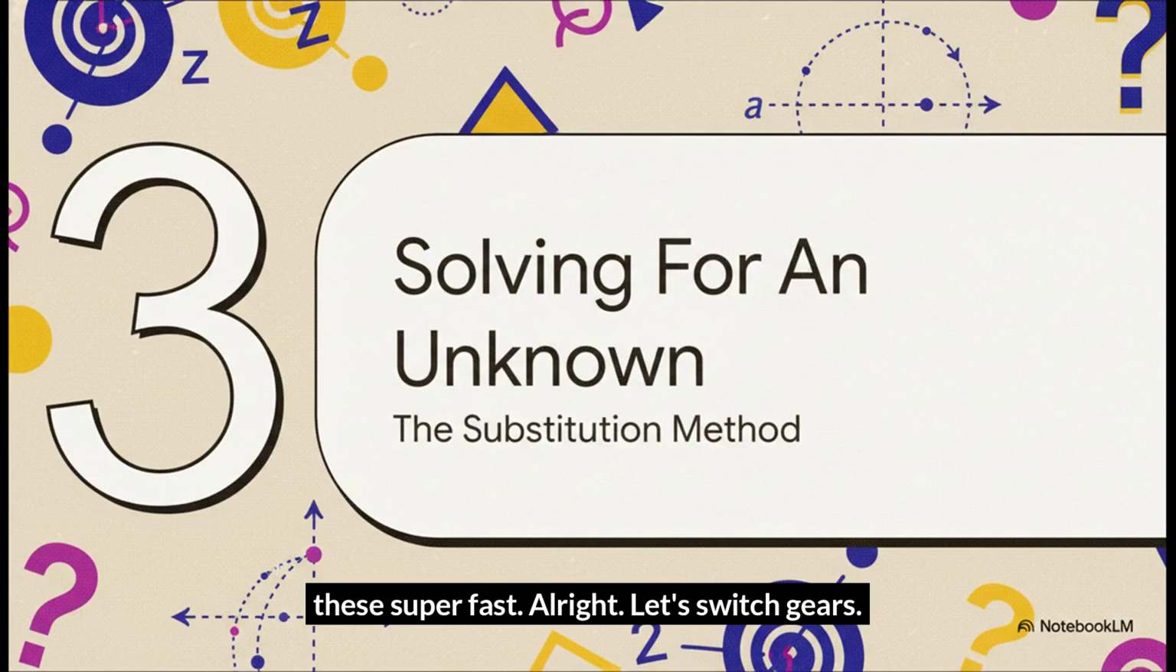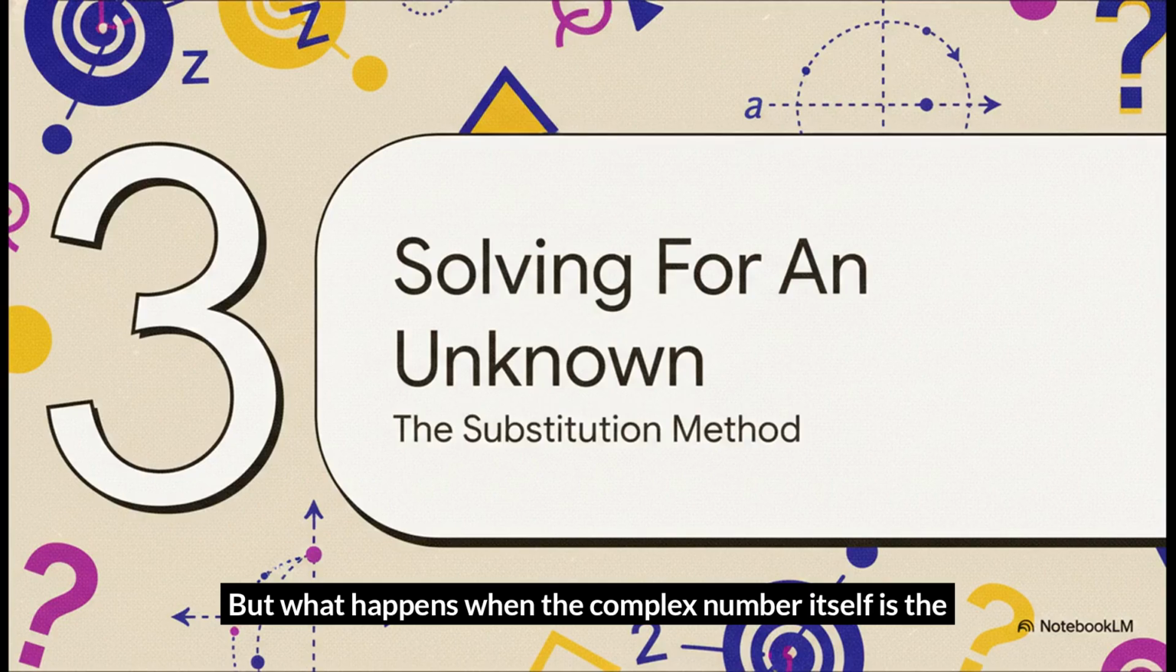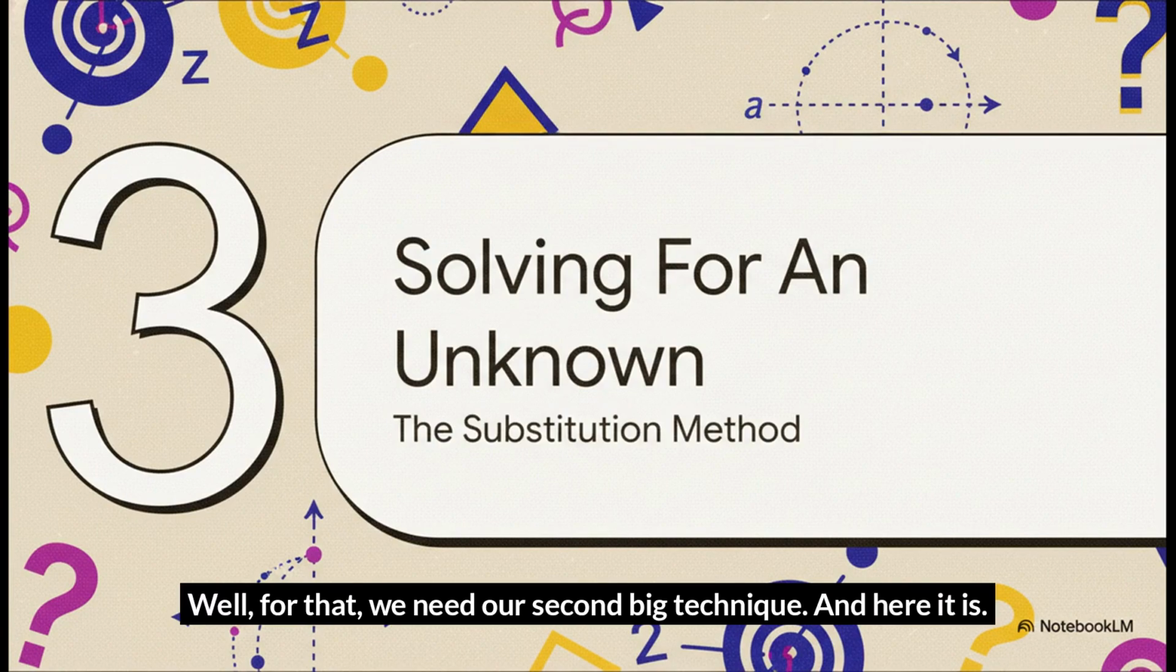All right, let's switch gears. We've totally nailed finding and using conjugate pairs. But what happens when the complex number itself is the unknown? Like it's the variable we actually need to solve for? Well, for that, we need our second big technique.